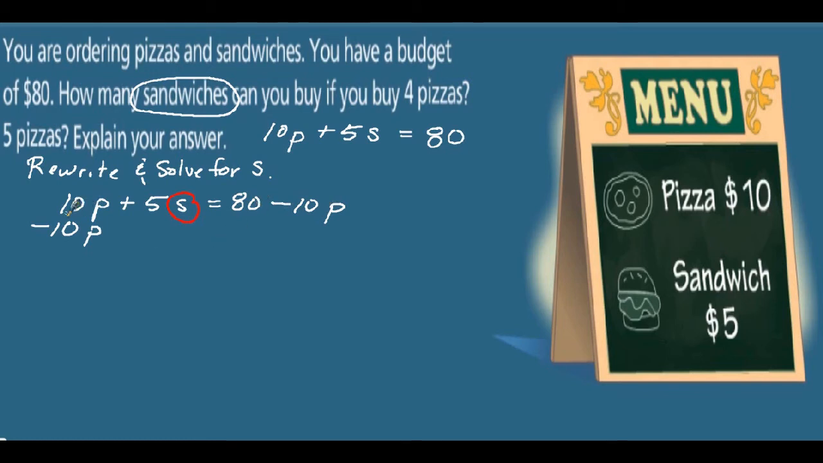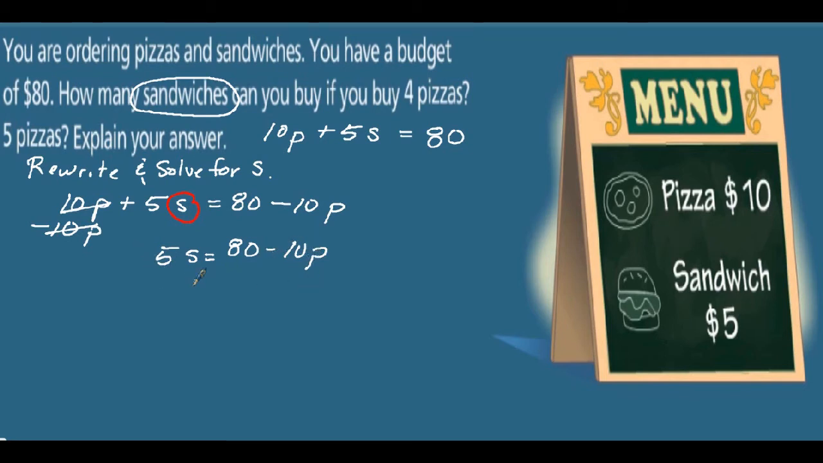So the positive 10p cancels the 10p, and then I have 5 times s, and that's going to equal 80 minus 10p. Now the reason I can't subtract these two numbers, the 80 and the 10, is because you're talking about apples and oranges. One is just a constant, 80, and the other one has a variable, the value of p. If I had other p's, then I could combine those terms. But because I can't do that, I'm going to leave it like that.